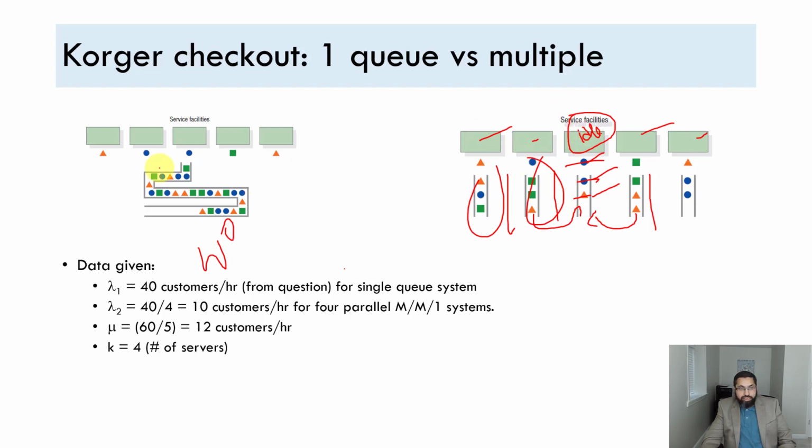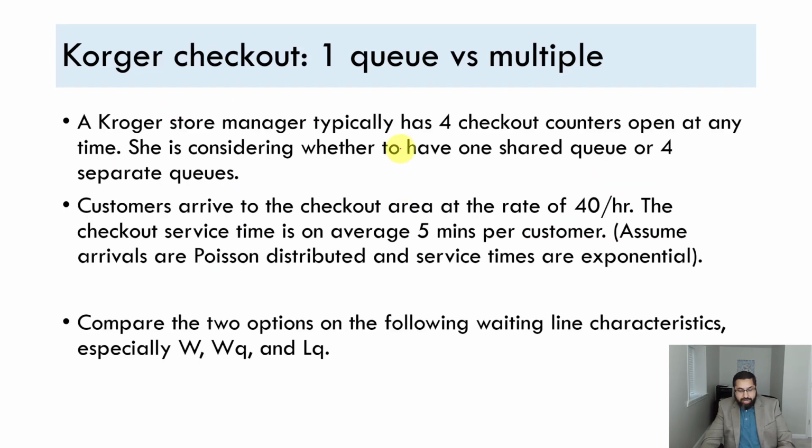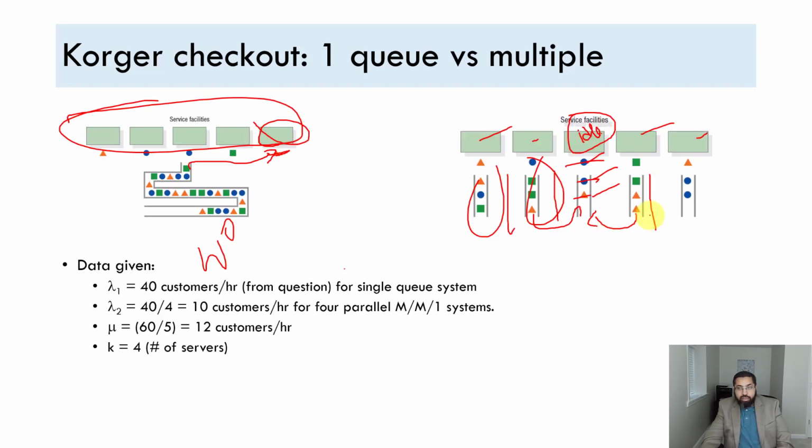So over here, if this server is done with their customers, the next customer just goes to them. So nobody gets to sit idle. So there's less wastage of server capacity, which can happen here if one server runs out of their queue while other servers are still busy. Okay. So that doesn't happen here. So this system is better.